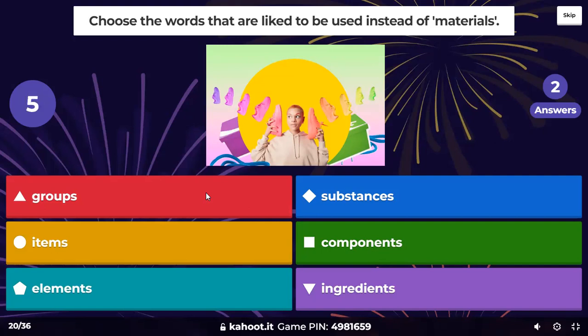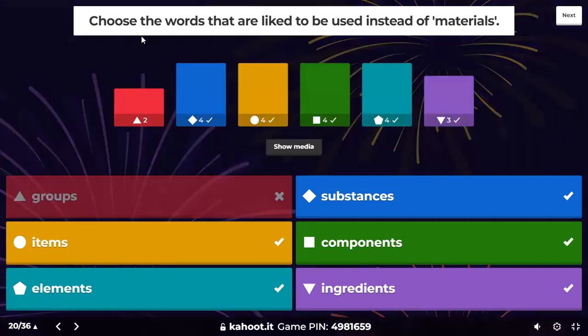Still 5 seconds to go. Okay. So groups, no. Groups doesn't mean materials. Not necessarily. If you say a group of students, it is not materials, or a group of books or whatever. No. But substances, yes. Items, yes. Components, yes. Elements, yes. Ingredients, yes. So all of them have almost the same meaning.